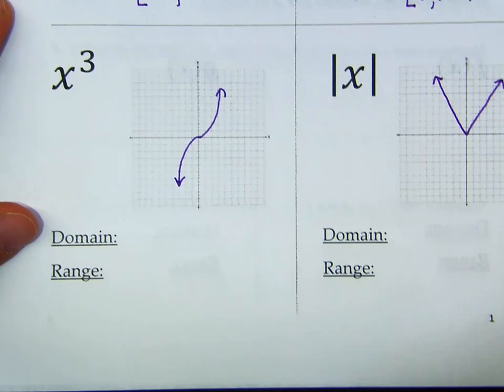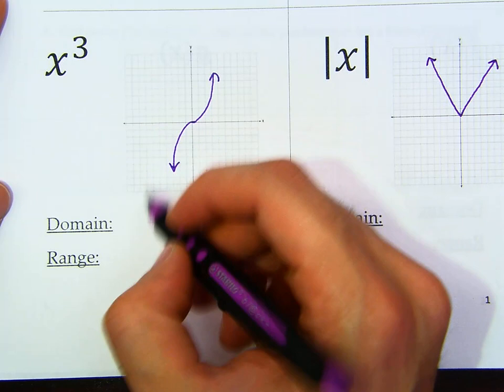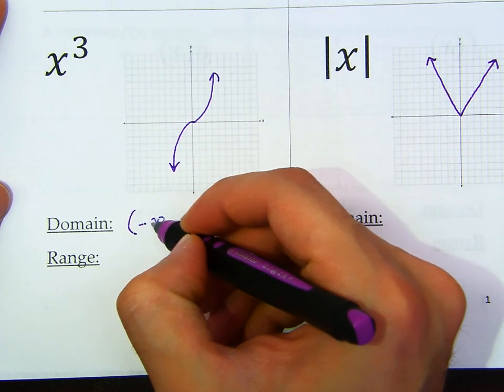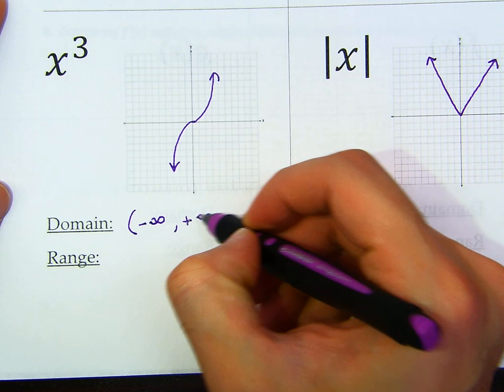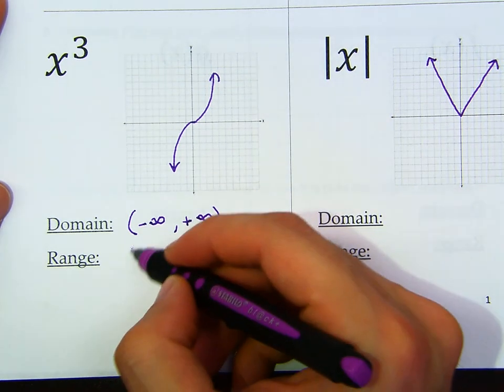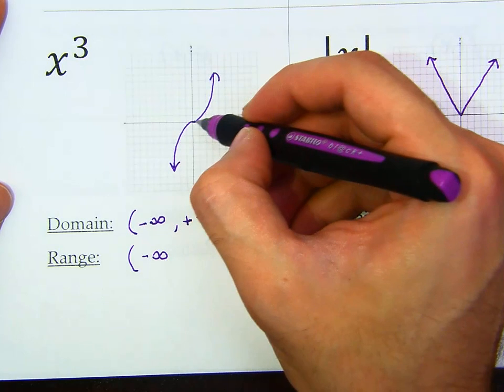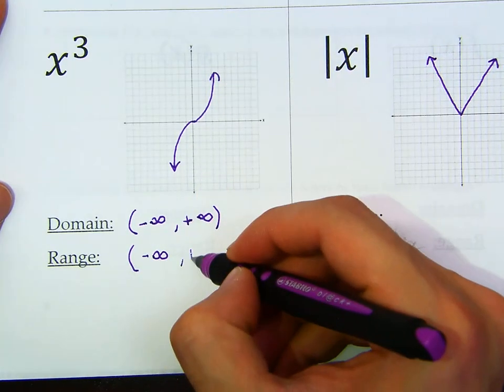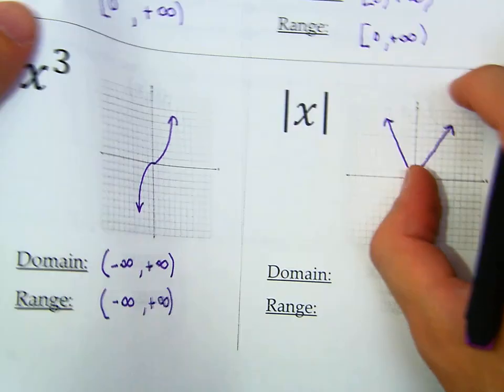All right, x cubed. This one's not too bad. So what's the domain? How far left can you go? Negative infinity. How far right can you go? Positive infinity. Okay. And how far down does the graph go? Negative infinity. And how high does the graph go? Positive infinity. Okay.